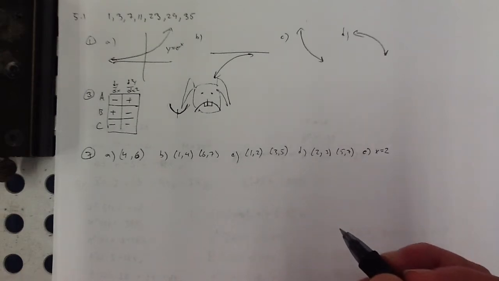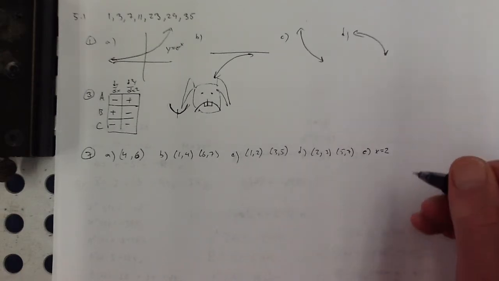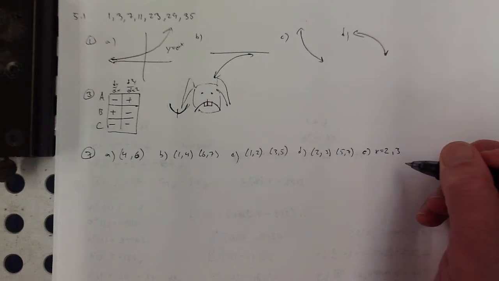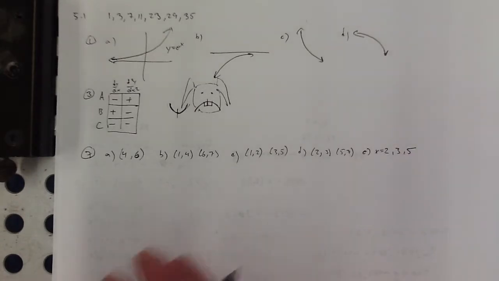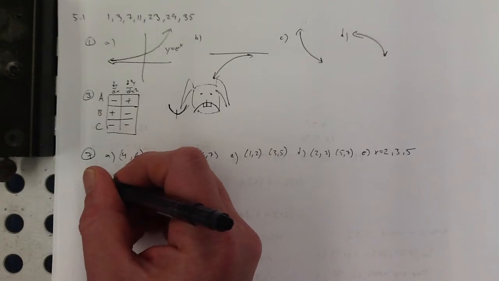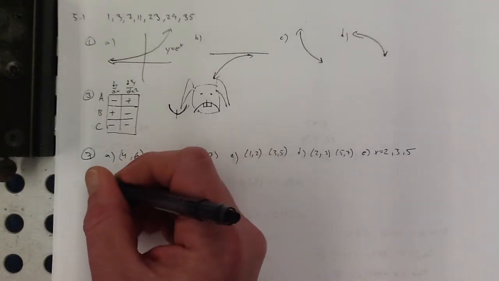It changes from concave up to down. And then at 3, it changes from down to up. And then at 5, it changes from up to down. All right. Let's see. What's next? Number 11.